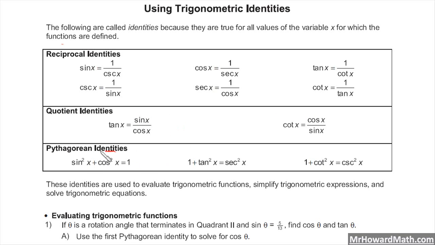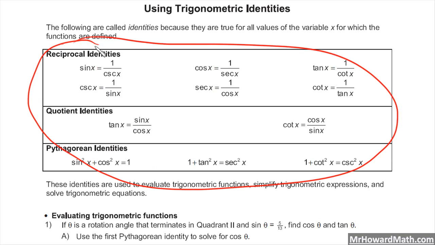And then you have the Pythagorean identities, these three here, that we'll also use later in this lesson. So these identities, what are they used for? They're used to evaluate trig functions, simplify trig expressions, and to solve trig equations. And we'll look at examples of all of those within this video. I will give you these identities. You should memorize them through application, but I will put those up for you on a quiz or test.